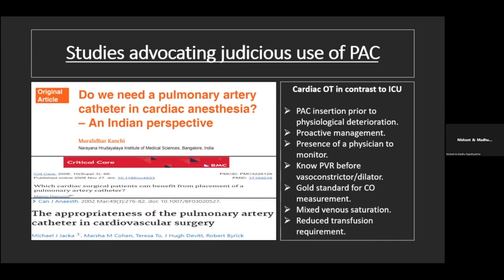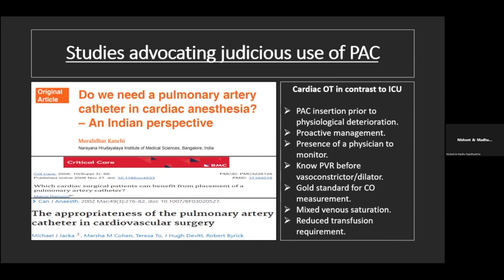The thermodilution technique to measure cardiac output monitoring is gold standard, and the mixed venous saturation is recommended in the sepsis guideline. Also, with the use of pulmonary artery catheter, there was significant reduction in the requirement of blood transfusion.